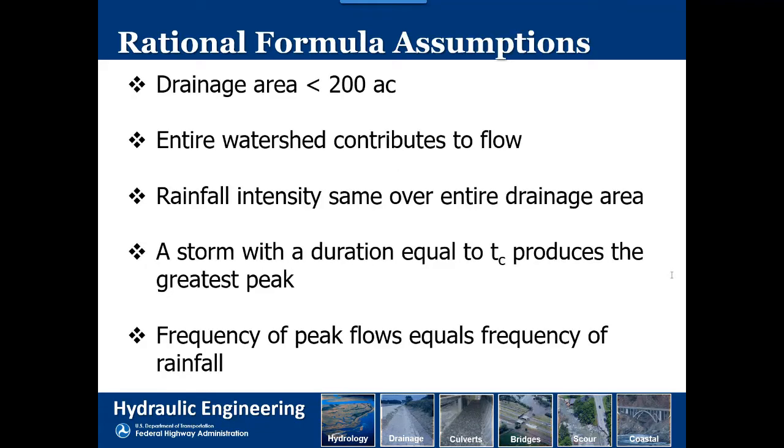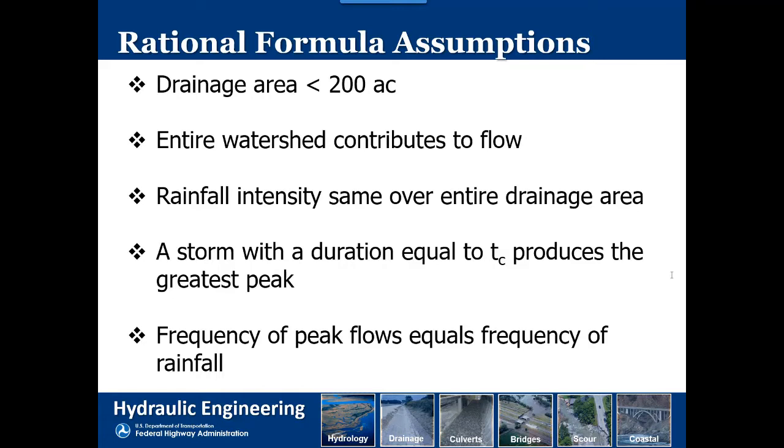So with the rational formula, we have a few assumptions here. It's only for small watersheds, and typically that is less than 200 acres. So that's probably the reason why MoDOT uses it for roadway. It assumes that the entire watershed, all up to those 200 acres, is contributing to the flow. That means the point furthest from your point of interest is contributing flow. The rainfall intensity is the same over the entire drainage area. Now, is that really true if you're looking at rainfall? No, it's never true.